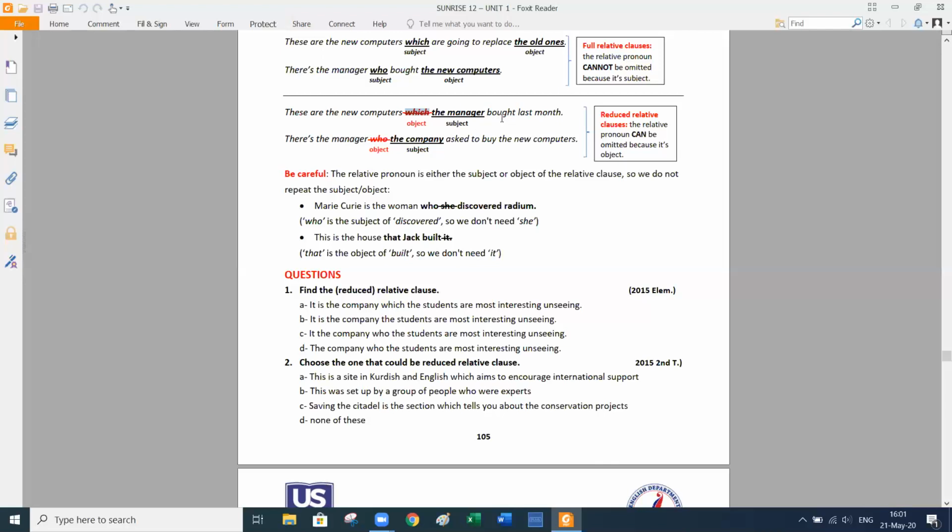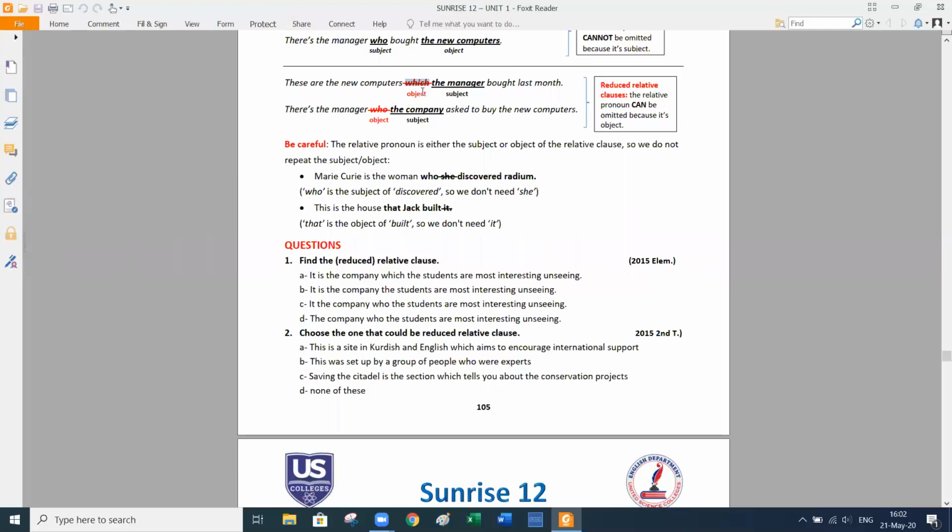The manager bought what? The manager bought the new computers, and which refers to the new computers, which is the object of the verb buy. The manager is the agent, it's the subject, it's the person who's doing the action of buying. Okay? And what did the manager buy? The manager bought the new computers, and the relative pronoun which refers to the new computers. These are the new computers which the manager bought last month.